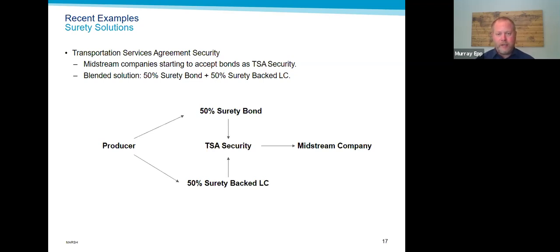The producer client really liked the solution so much, and the fact that this obligation was taken off their balance sheet by the use of surety credit, that they were okay to take on the additional cost of the surety-backed letter of credit for the second half. And then the bond and letter of credit were posted to the midstream company.